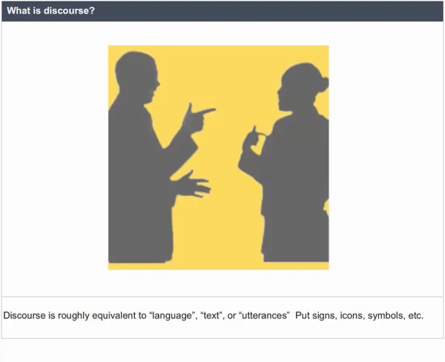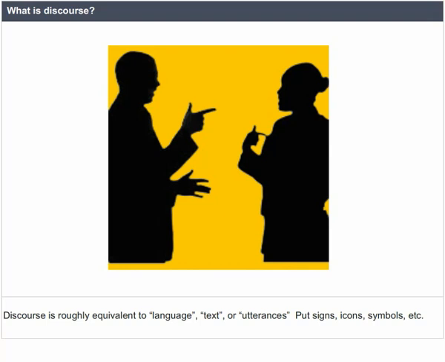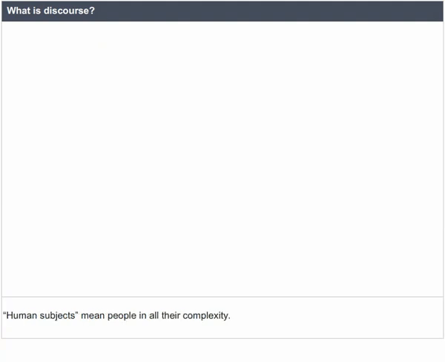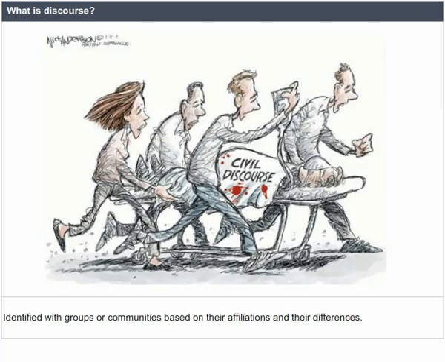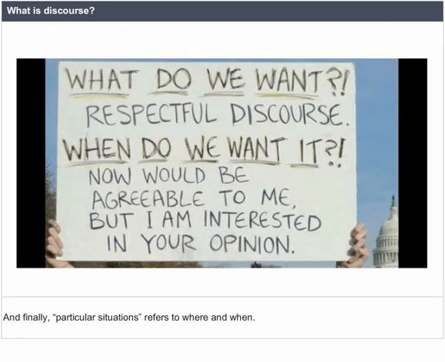What is discourse? Discourse is roughly equivalent to language, text or utterances. Put signs, icons, symbols, etc. Human subjects means people in all their complexity, identified with groups or communities based on their affiliations and their differences. And finally, particular situations refers to where and when.